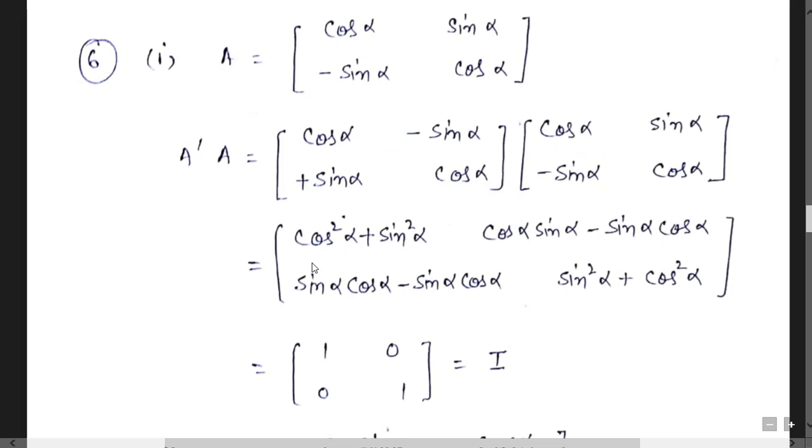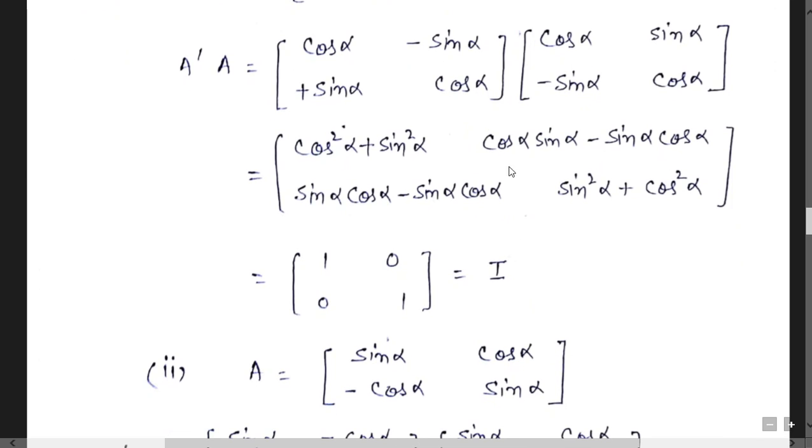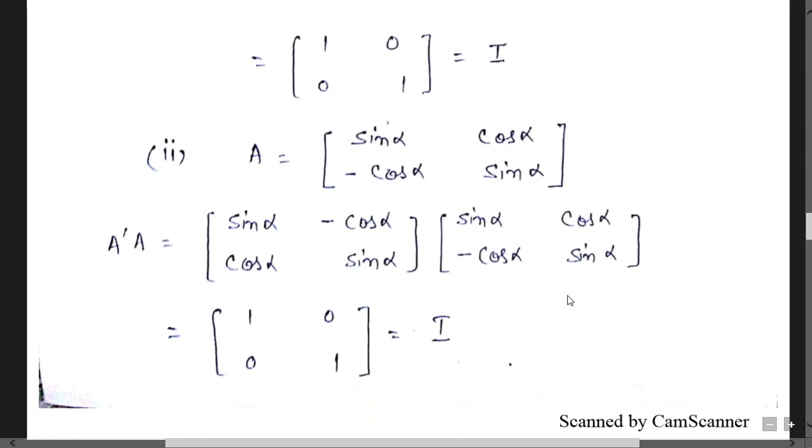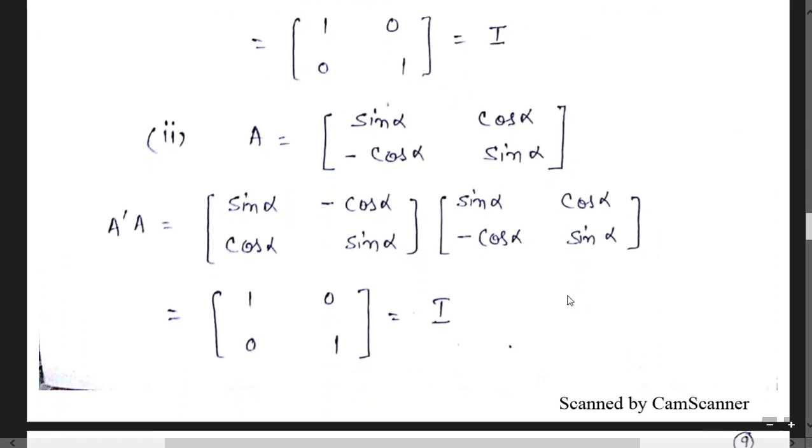Then multiply. The first term is cos square alpha plus sin square alpha. Second is cos alpha sin alpha minus sin alpha cos alpha. Similarly, the second row. We have already completed in trigonometry that cos square alpha plus sin square alpha is equal to 1. It means the first value is 1, second is 0, then again 0 and 1. It's an identity matrix. Similar is the case in the second part.